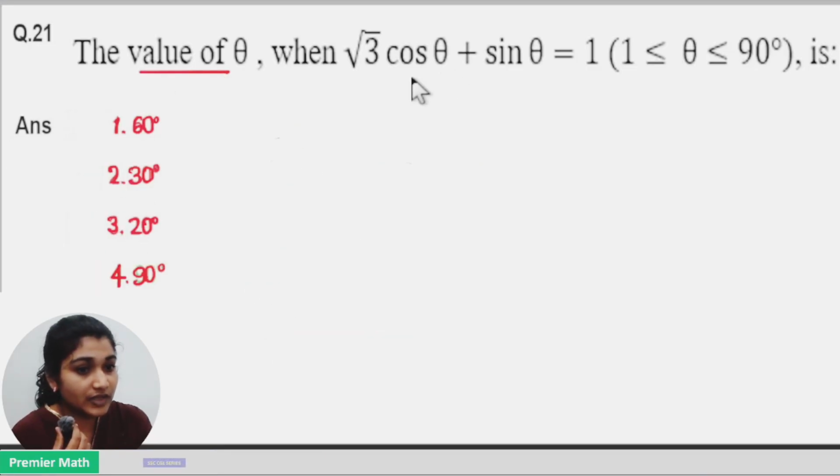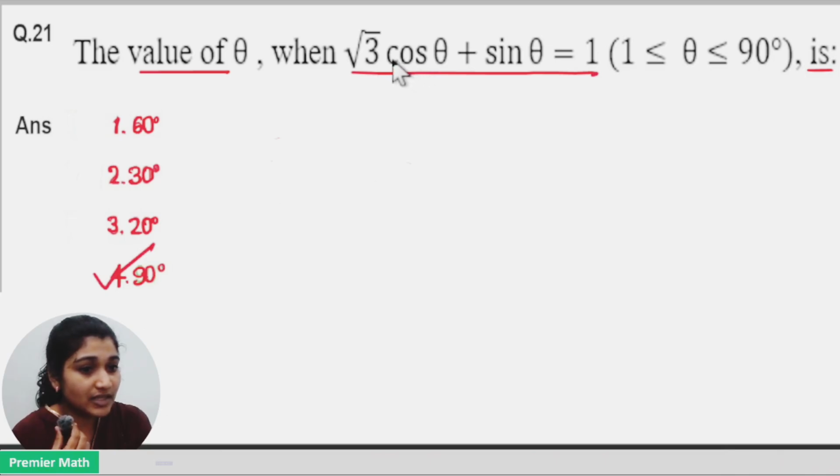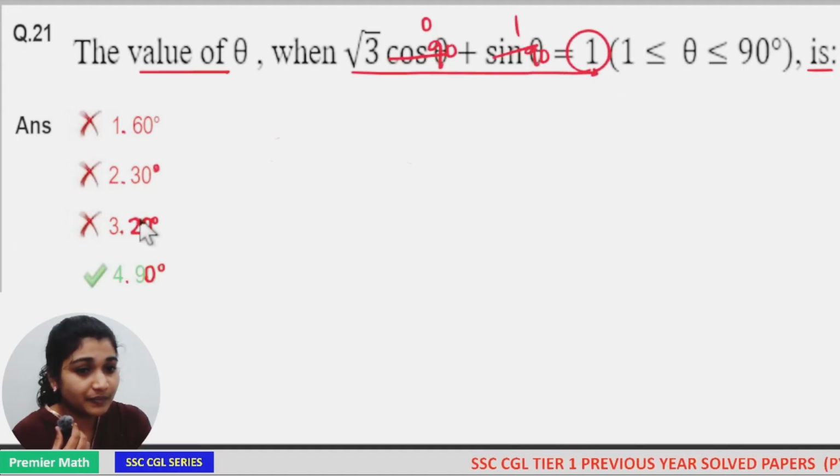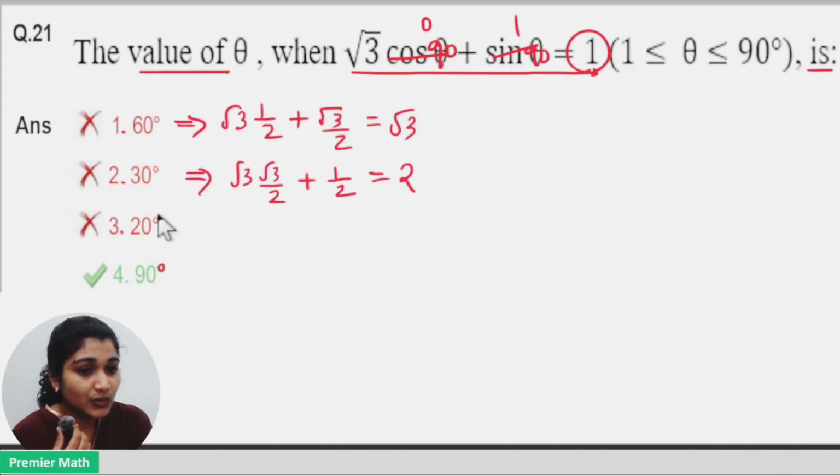The value of theta when root 3 cos theta plus sin theta equals 1 is. Here 60 and 30 degrees, meaning root 3 by 2 and 1 by 2, interchanged, will not give 1, so simply try 90 degrees. Cos 90 is equal to 0 and sin 90 is equal to 1. So here the answer is 1. Option 4 is your answer. If you put 60 and 30 degrees, root 3 and 2 will be your answer.